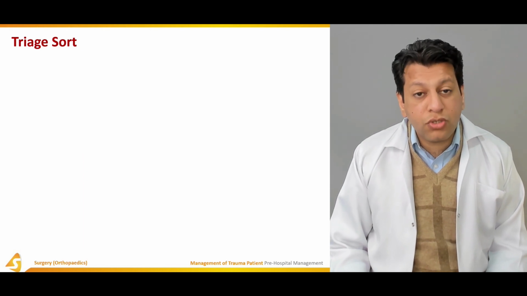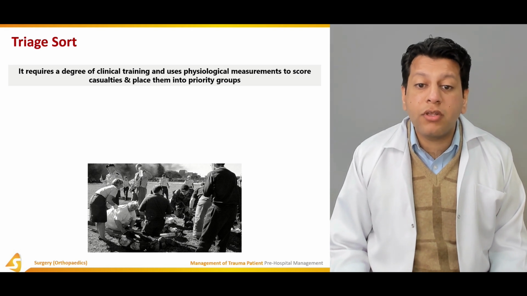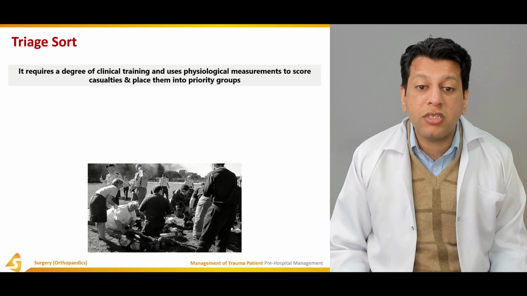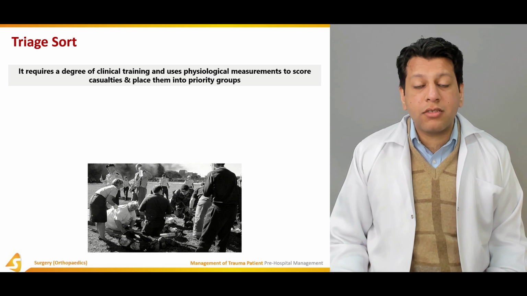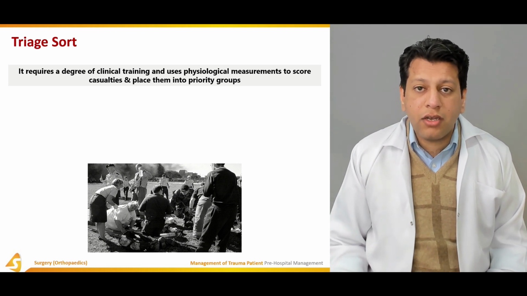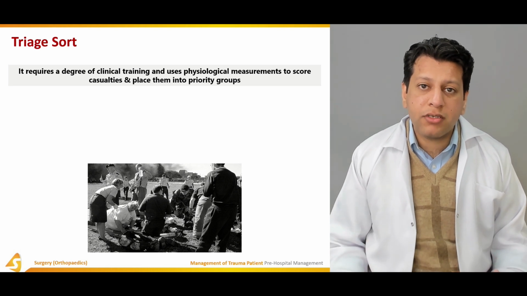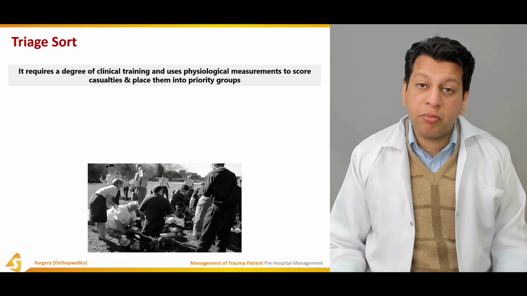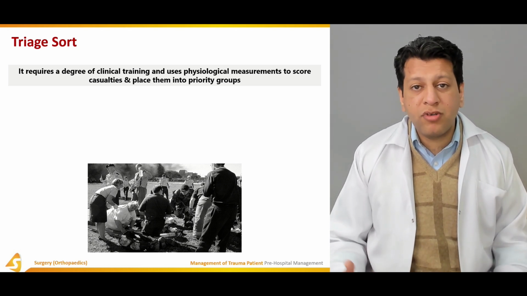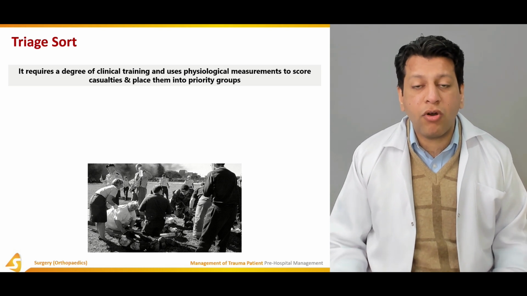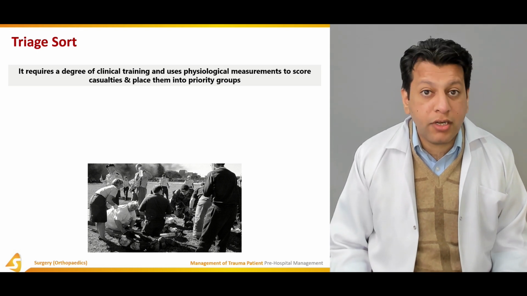Now coming to the triage sort. Triage sort requires a degree of clinical training and uses a physiological measurement to score casualties and place them into priority groups. As I told you, if there's a mass disaster, for example an earthquake, then the load of patients overrides the services which can be provided by the different hospitals of the city. So they have to prioritize who needs treatment, how much he needs, and who will benefit the most from the treatment. That's how the priority is done.